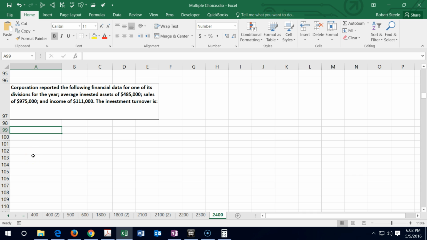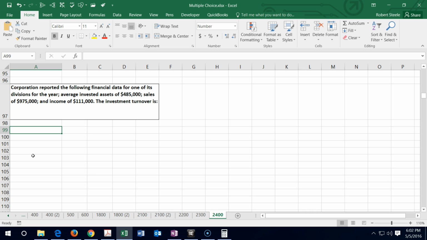Next one says the corporation reported the following financial data for one of its divisions for the year. Average investment assets are $485, sales of $975, and income of $111,000. Income, I'm assuming, being like net income versus sales, being the sales.